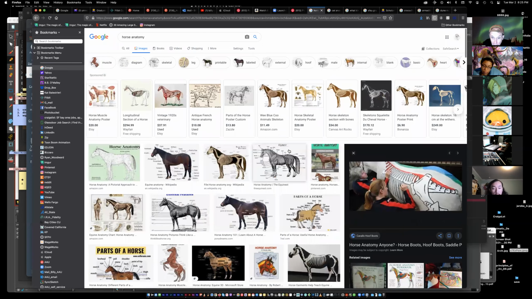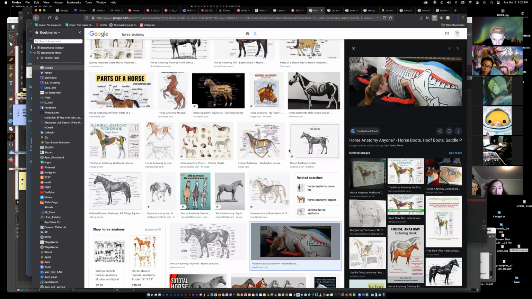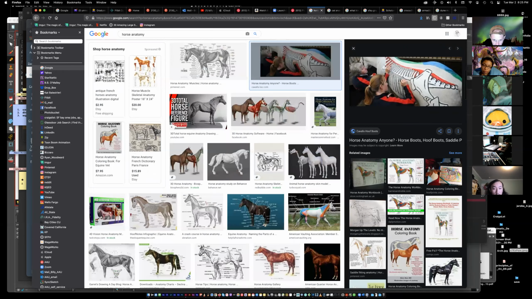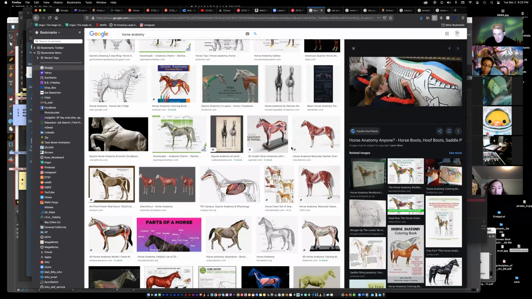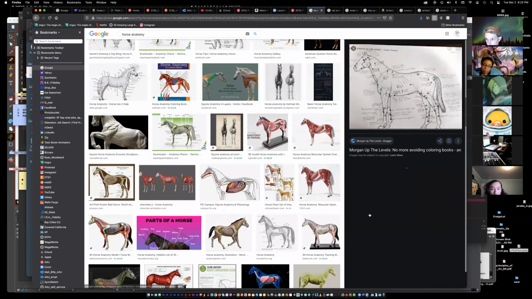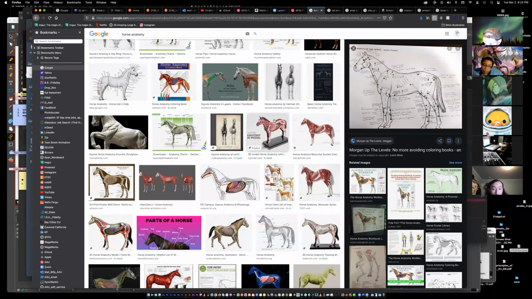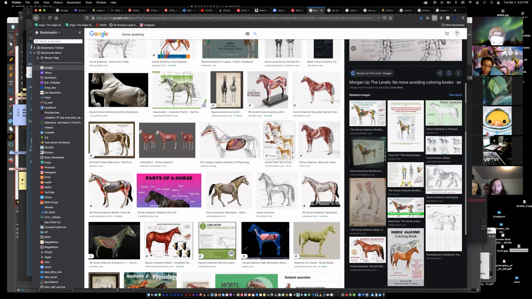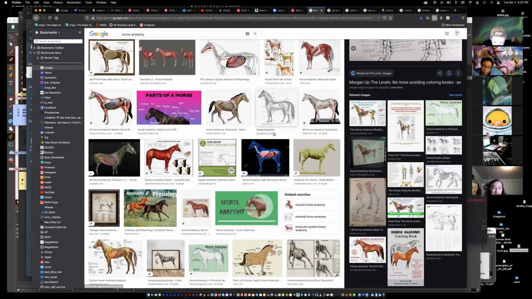So remember that proportion drawing that we were just looking at. This one? Nope, that's not it. I don't know where that proportion drawing landed.